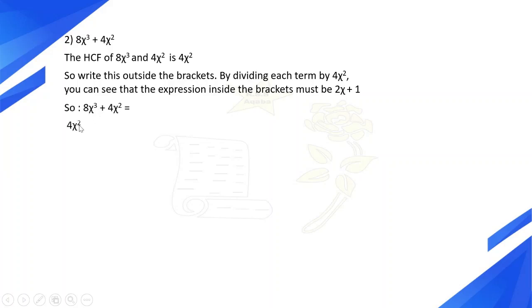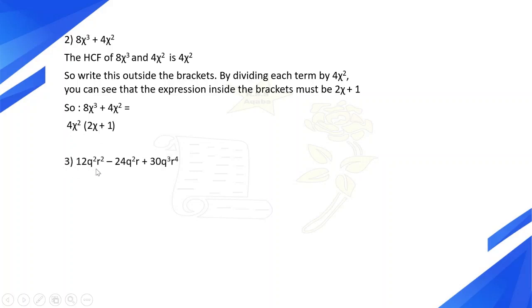Why? Because you have to divide the first term by 4x squared, and you will get 2x. Then divide 4x squared by 4x squared, so you will get 1. So this is the answer.